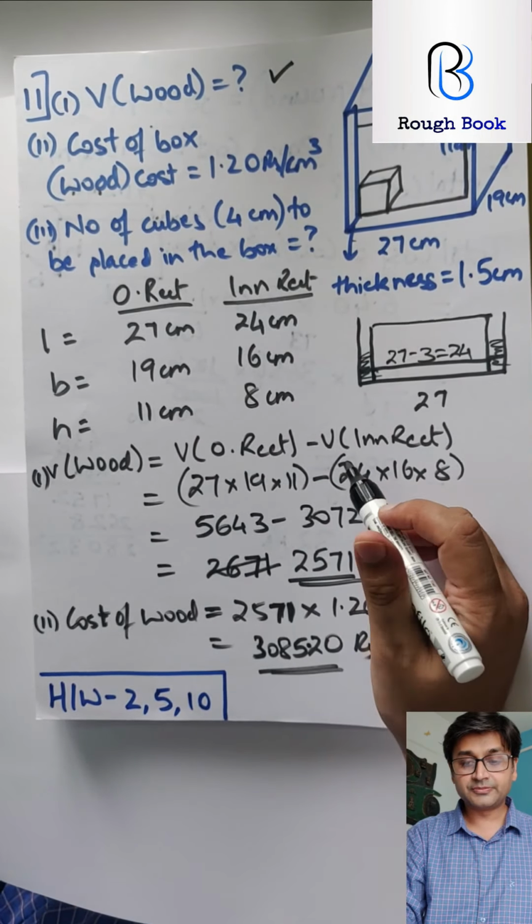Even businesswomen, right? Sorry. Alright, homework, sum number 2, 5 and 10. Please do these sums honestly, do not cheat. And in the next video, we'll continue with this exercise and we'll try and finish this one.